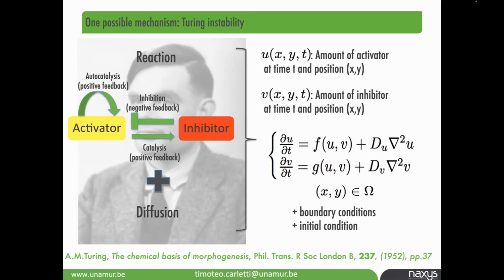On the other hand, suppose there is no reaction for some reason, and you only have diffusion. You take, I don't know, a bottle of perfume here, you open it, and the perfume goes around in the room. But again, at some point there will be a uniform amount of perfume everywhere in the room. Again, thermodynamics. So the idea of Turing was the following.